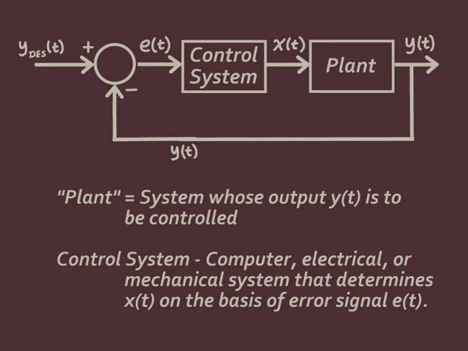x of t is chosen by the control system in order to make the output y of t what we desire it to be. The physical system whose output we are trying to control is referred to as the plant. This is the system which has the input x and the output y. For the continuous fryer system that we talked about in the last lecture, this plant would be the fryer, with input being belt speed, x of t, and output being chip moisture content, y of t.